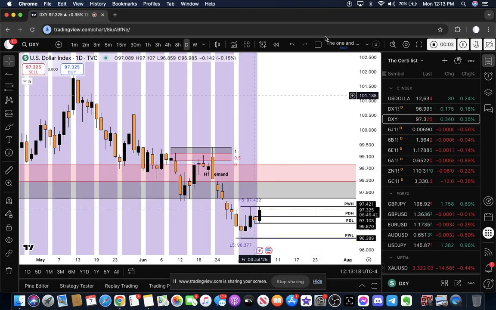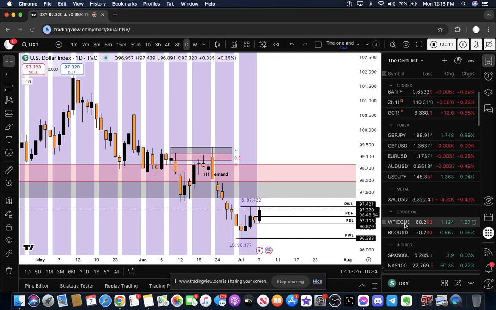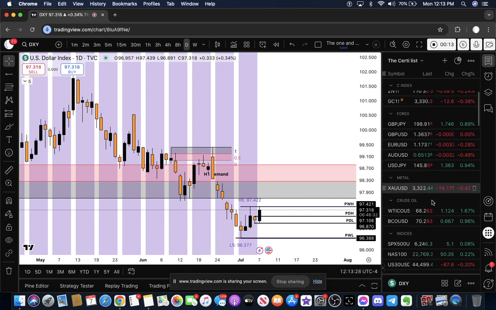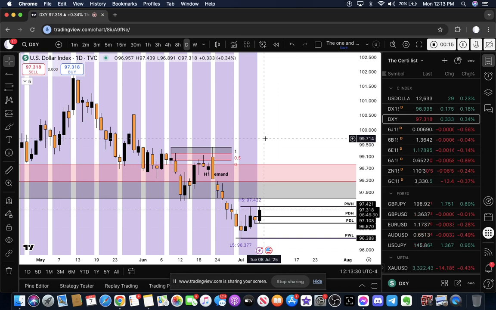Weekly Forex outlook for Sunday, July 6th to Friday, July 11th. Going to be breaking down my five main currency pairs with gold, WTI, COUSD, Brent crude, S&P, NAS, and US 30. So to start us off, let's start with the DXY.